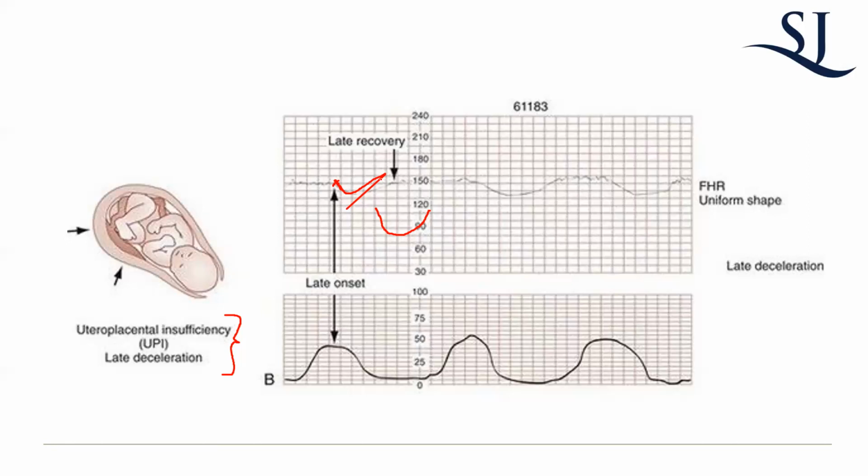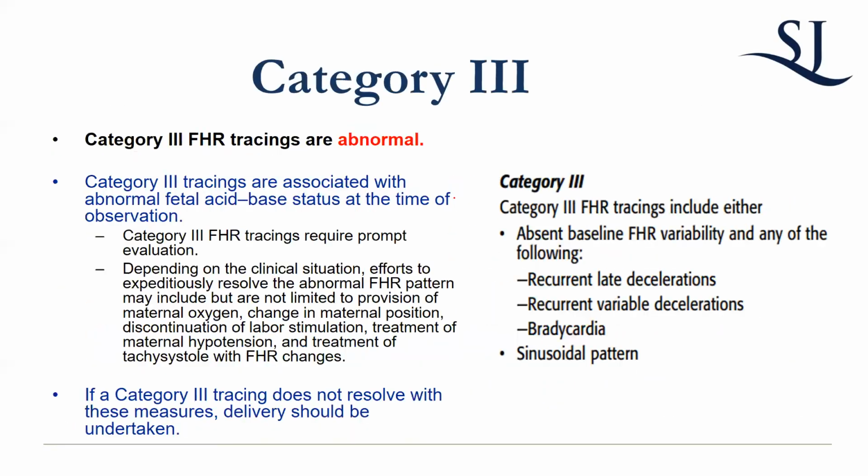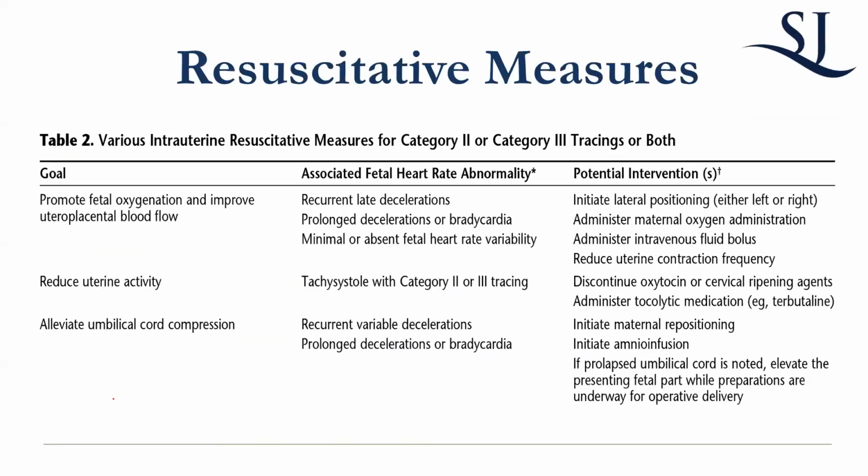Resuscitation, I guess I'll skip to that now that we're talking about it. And by the way, all this stuff comes from the ACOG practice bulletins, so it's the most up-to-date. Your resuscitative measures really include 3 broad categories. We'll get into them more specifically, but just to mention them, you want to promote fetal oxygenation and improve uteroplacental blood flow. So your late decels are pretty much saying there is a problem with those 2 items, so you have to improve that, as evidenced by recurrent late decelerations here, or minimal or absent variability, as we said.